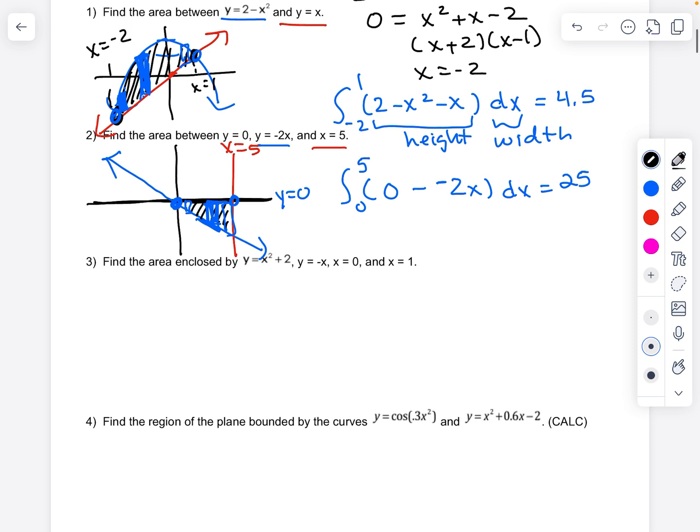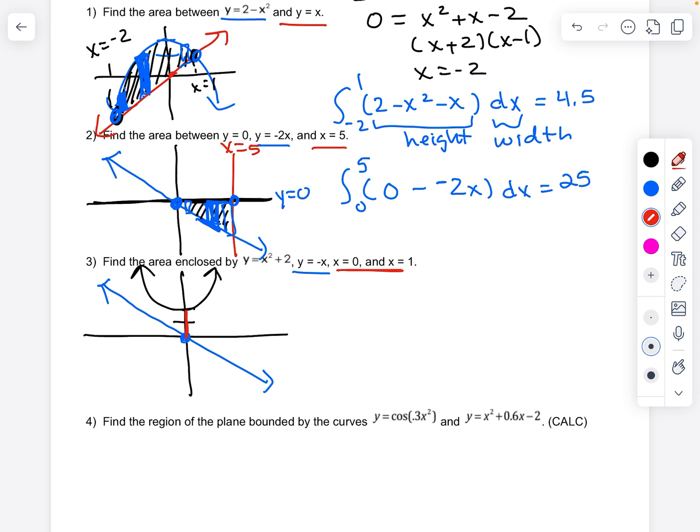Okay, let's try the next one. So x squared plus 2 is this parabola. y equals -x is a line that goes with the negative slope, goes through 0, 0. And then x equals 0 is here. I'm going to exaggerate this graph. We'll say x equals 1 is here. So notice that this is my shaded region. Okay, again, I would draw myself a rectangle, one rectangle inside that region so you can see what it looks like. Okay, so if I look at that blue rectangle that I drew, notice the top is at the parabola. So that's x squared plus 2.